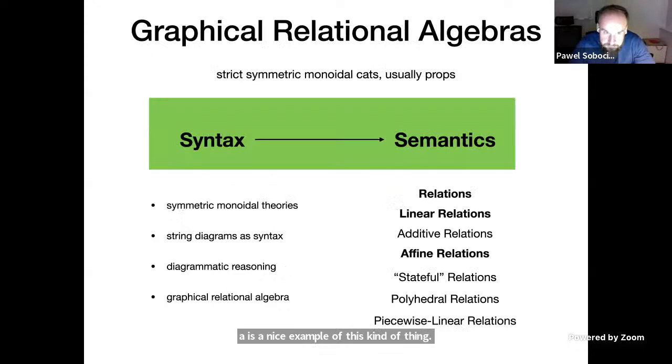So what I'll talk about is a particular kind of relational algebra, right? An algebra that allows us to talk about relations. The algebra itself comes with a diagrammatic syntax, so it's going to be a string diagrammatic syntax. And it's going to allow us to talk about things called linear and affine relations, and in particular affine relations are the things that are going to be very useful, as we'll see, for describing electrical circuits.